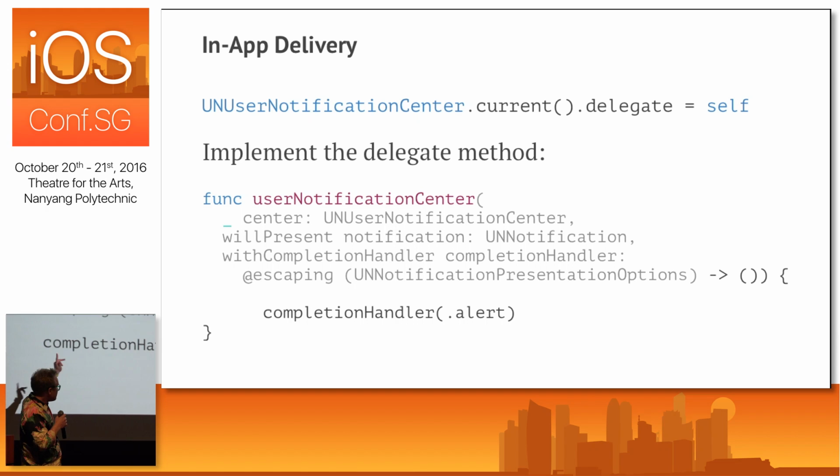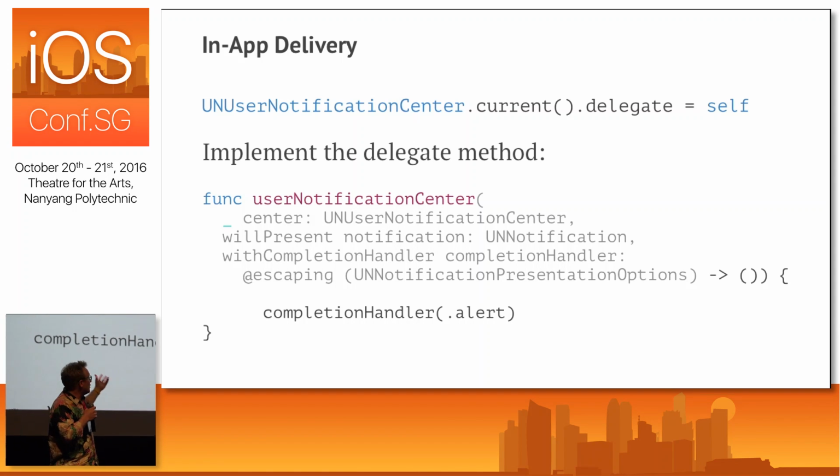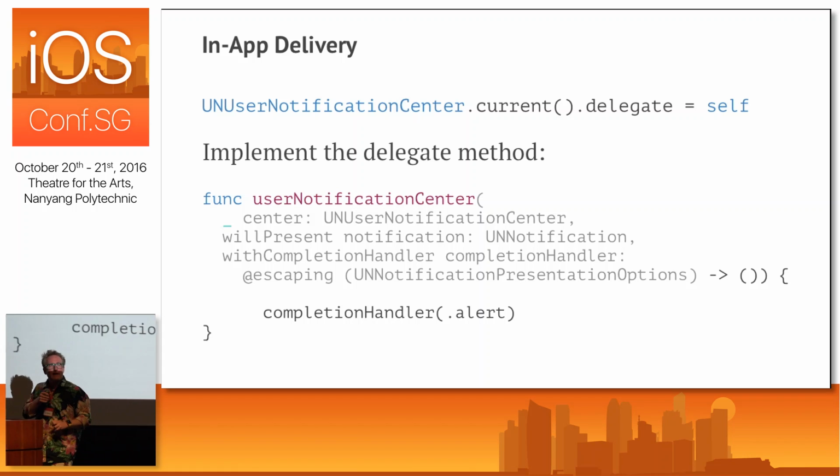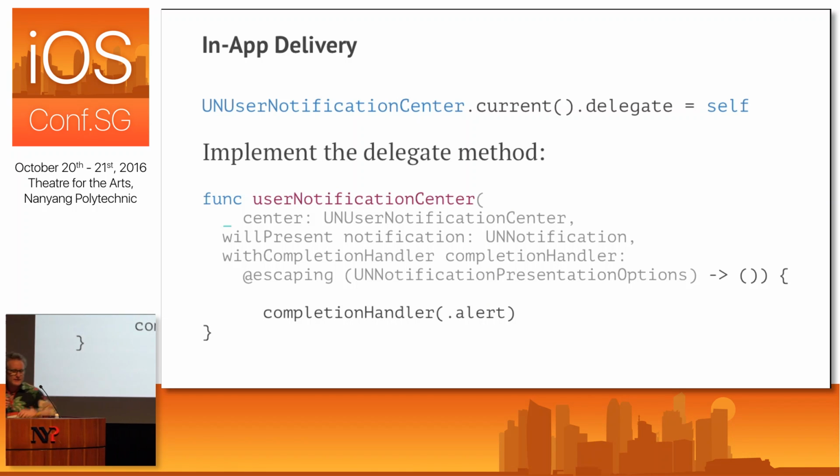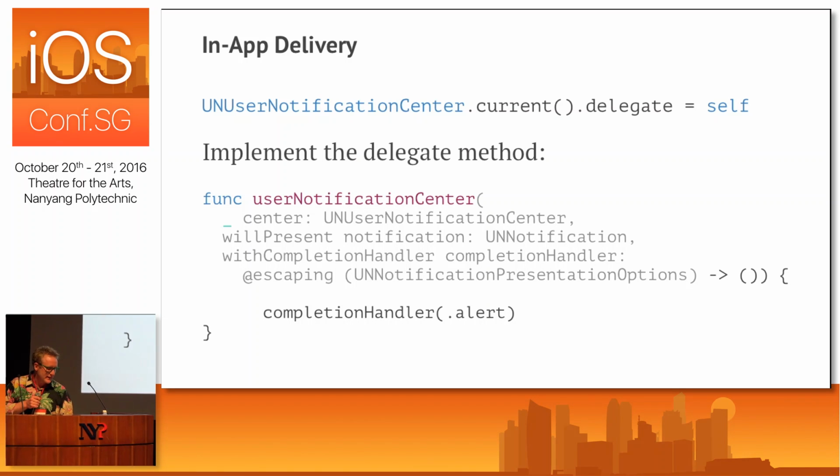The other method in the delegate is the more traditional method, which gets called when your user clicks on one of the action buttons inside the notification. That's just taken straight out of the UIApplicationDelegate and into the user notification center delegate.